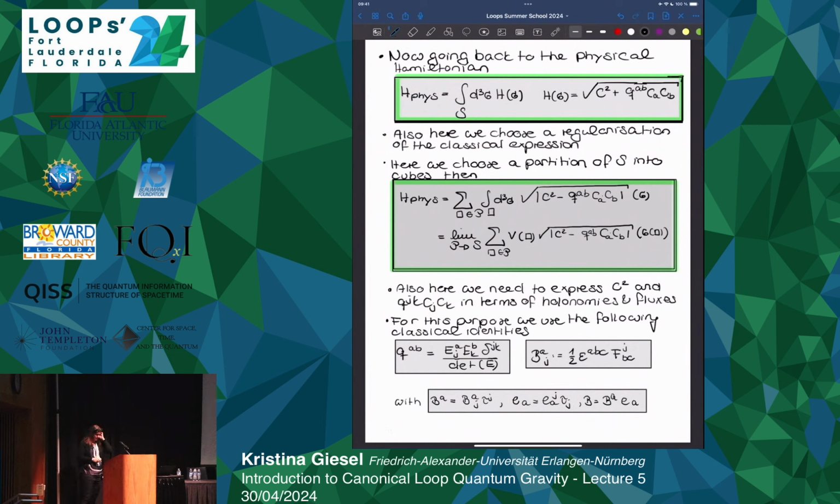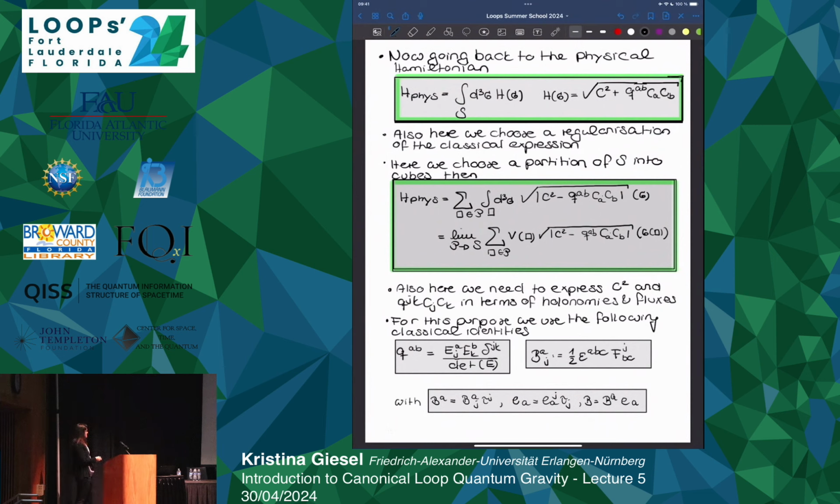Now, given that, in order to rewrite this contribution from the diffeo and also to write C square, we use the following classical identities. So we can use the inverse metric and write it in terms of densitized triads in this way. And then we introduce what would be the magnetic field in electrodynamics. That's why it's called B here.